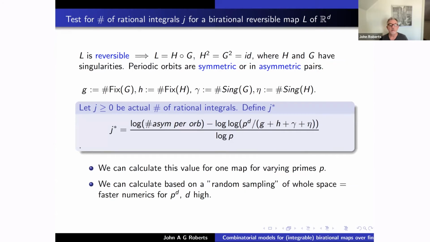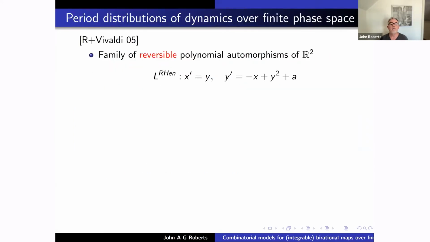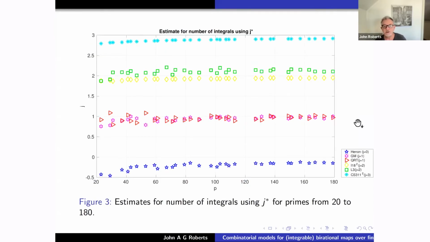Now, if this is going to be a reasonable model, the whole point is J star should be close to an integer. And the other thing is, it shouldn't really depend on P, because if you're taking the same map and it has two integrals upstairs, then when you take reductions mod P, the number of integrals you see should not change. We found this formula gave very good inferences for maps that we tested in various dimensions that had various numbers of integrals. You see that as a function of P, this is J star, and it's fairly horizontal and has pretty much integer values, or certainly good enough that you could make a pretty good inference as to what integer the J might be.